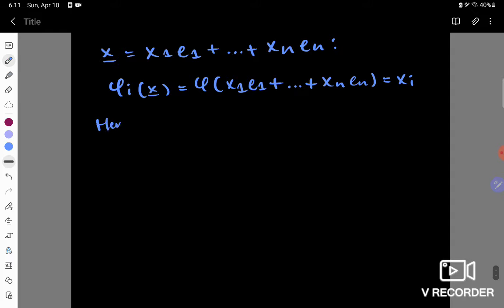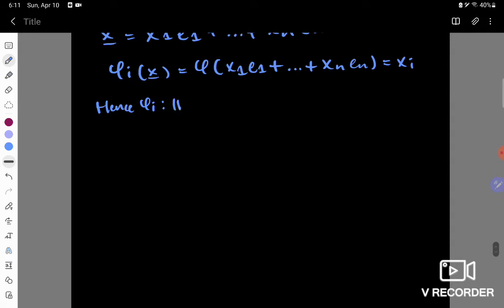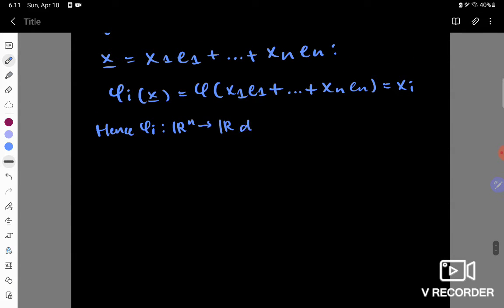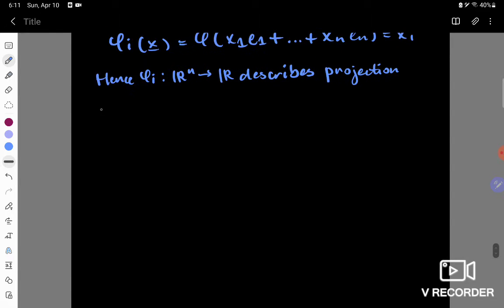Hence, phi_i from R^n to R describes projection, projection meaning restriction to a certain component, projection onto the ith component or factor.